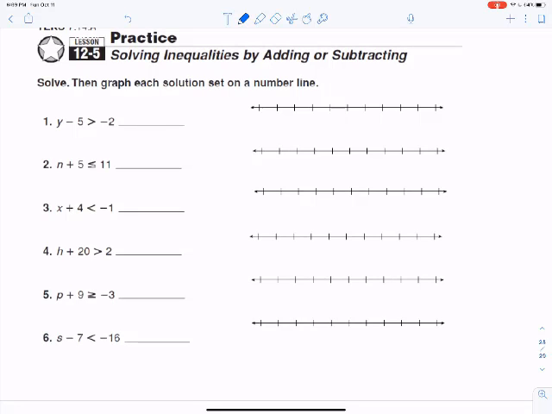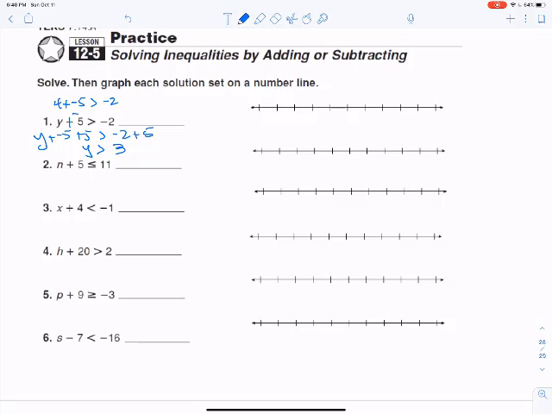Okay, so the first thing I would do is change my subtraction to addition next to its opposite. And then I have y plus negative 5 plus 5 is greater than negative 2 plus 5. So I end up with y is greater than, and then negative 2 plus 5 is 3. If I were to check that, I need a value greater than 3, so I'm going to try 4. So 4 plus negative 5, does that give me a value greater than negative 2? Well, 4 plus negative 5 is negative 1, and negative 1 is definitely greater than negative 2.